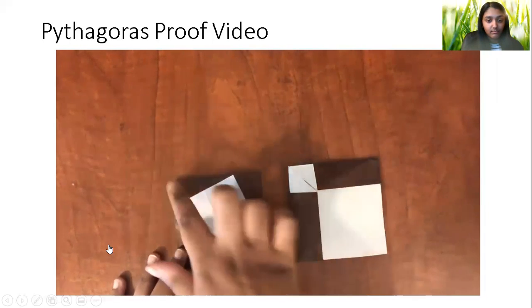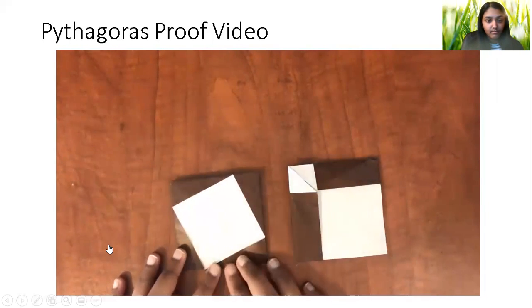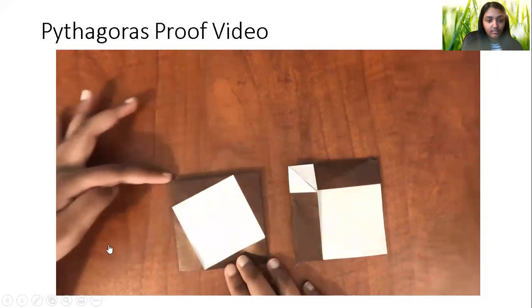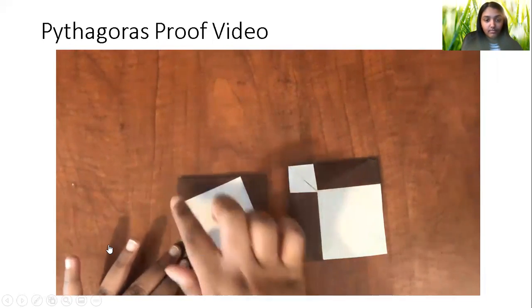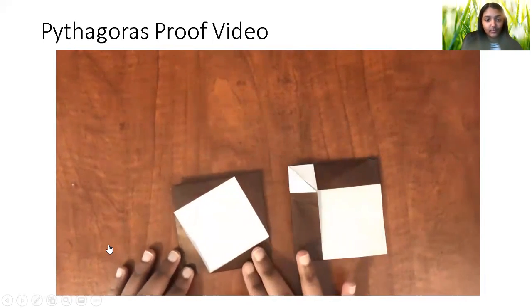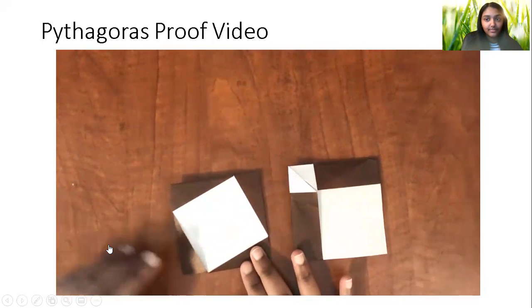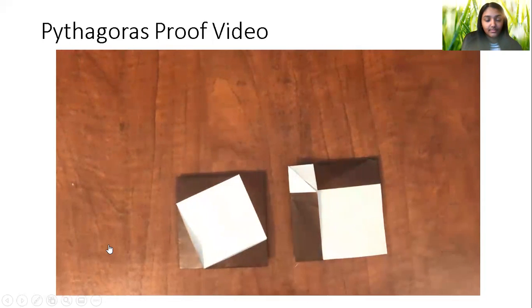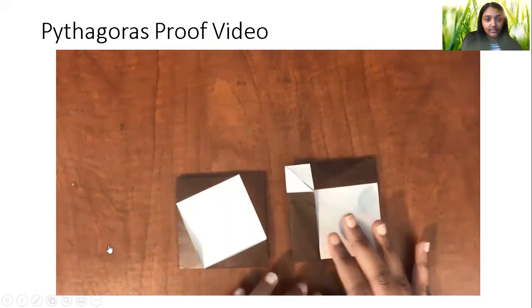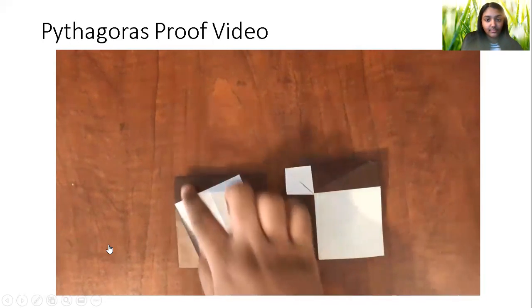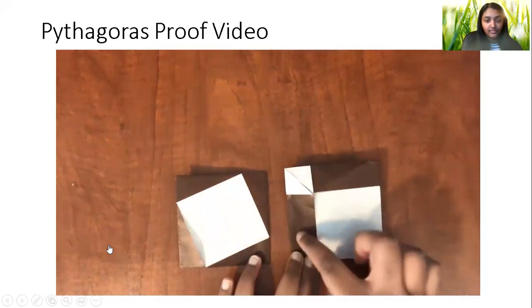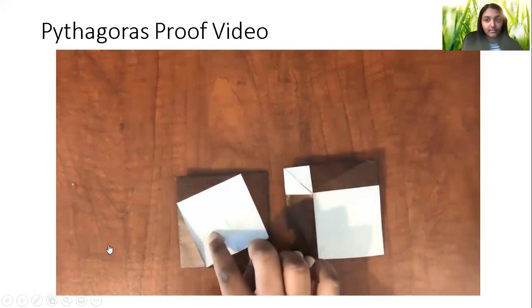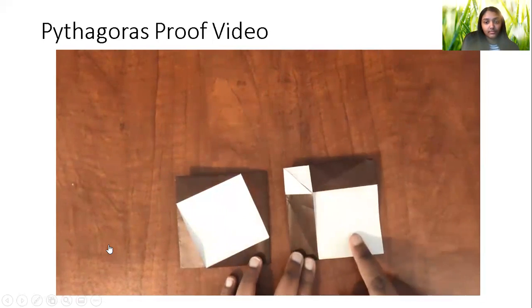has four right-angled triangles with side lengths A, B, and C. And in the middle, it's C squared. This square has a side length of A plus B. Now on this figure, it's the same square, but the four triangles were rearranged into two rectangles, and C squared was divided into A squared and B squared.